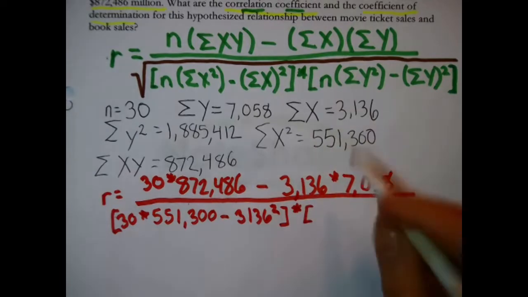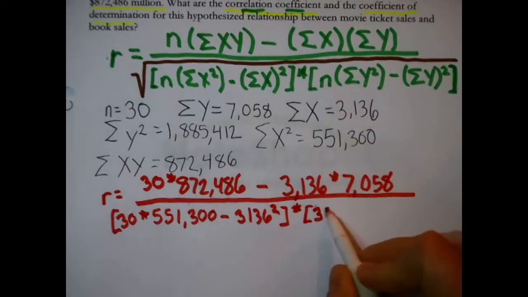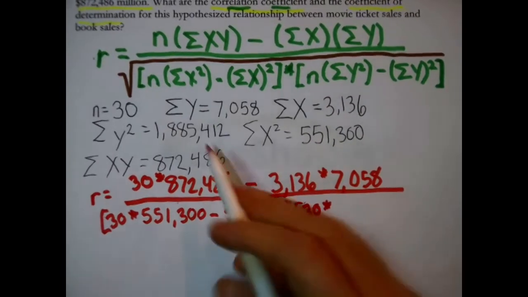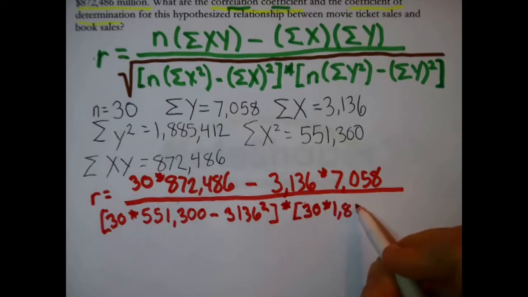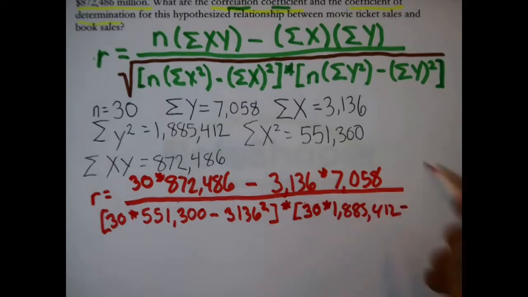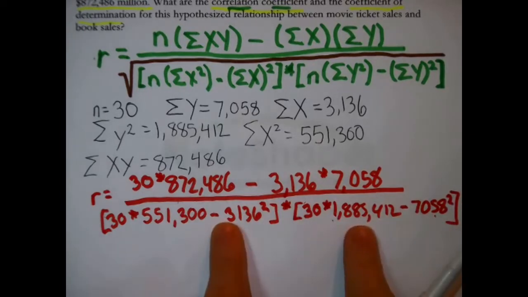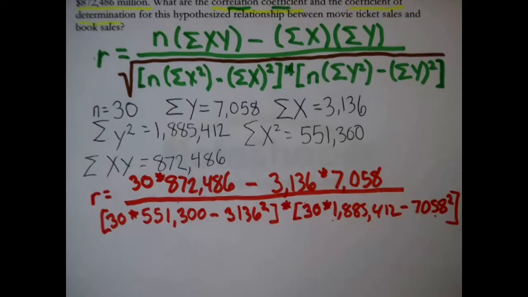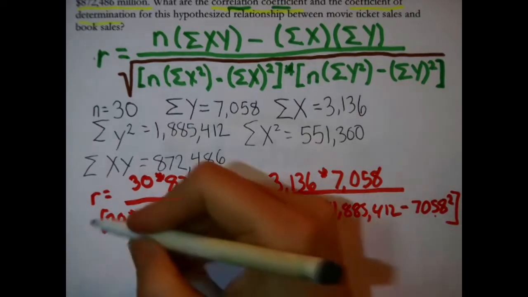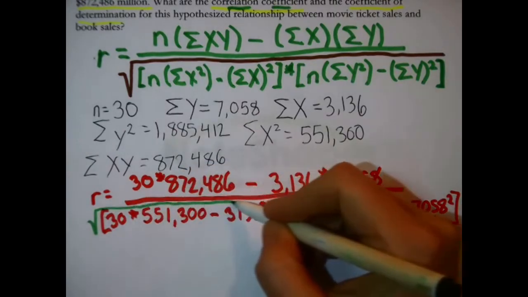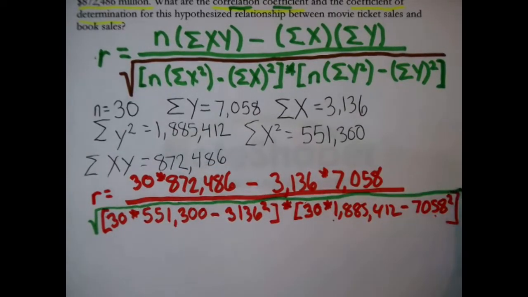Okay, on the other half right here, it's the same 30 for n times the sum of y squared, that's that great big number, 1,885,412, minus the sum of y, which was 7058. We want to square it. Remember, do this first and this first, then subtract. When you have those two results, then multiply them by each other. Oh, right, and wait. All that, then you want to take the square root before you declare it the denominator.